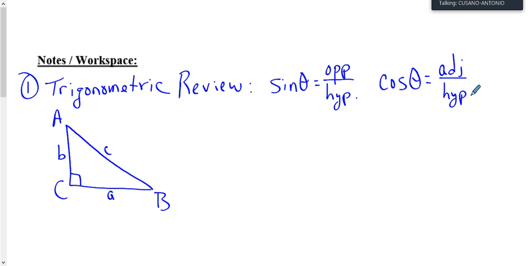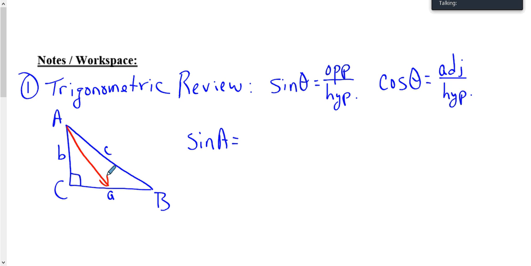Yeah, hypotenuse. Okay. So in this right triangle over here, if I was taking a look at angle A, a reference angle A, the sine of angle A would be what in this case? Well, what's the opposite side? What's the side opposite of angle A? What's it labeled as? Side opposite of angle A.